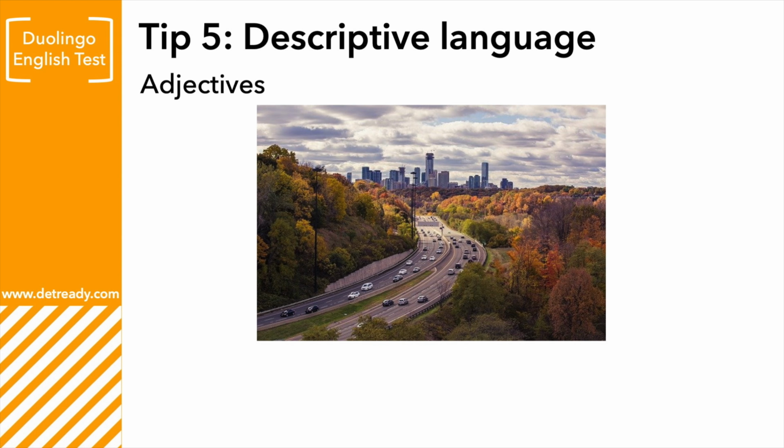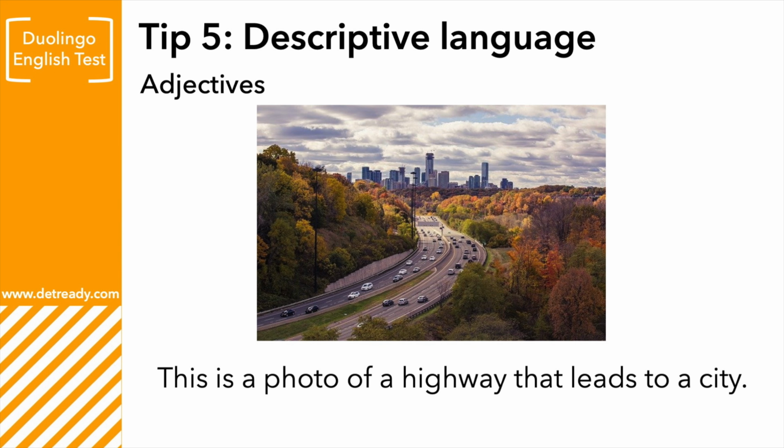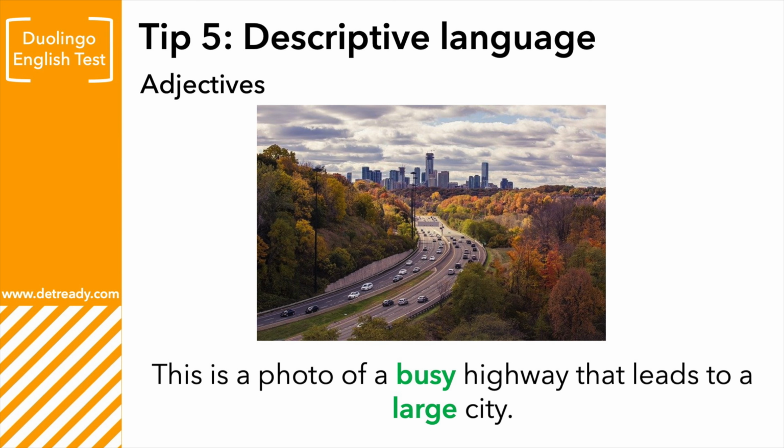My simple sentence could be, this is a photo of a highway that leads to a city. Okay, that's not bad, but let's use some adjectives to describe this photo better. For example, this is a photo of a busy highway that leads to a large city.